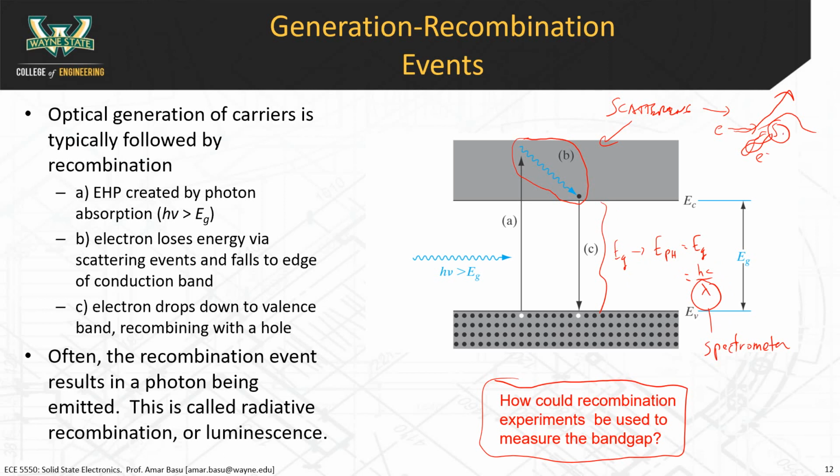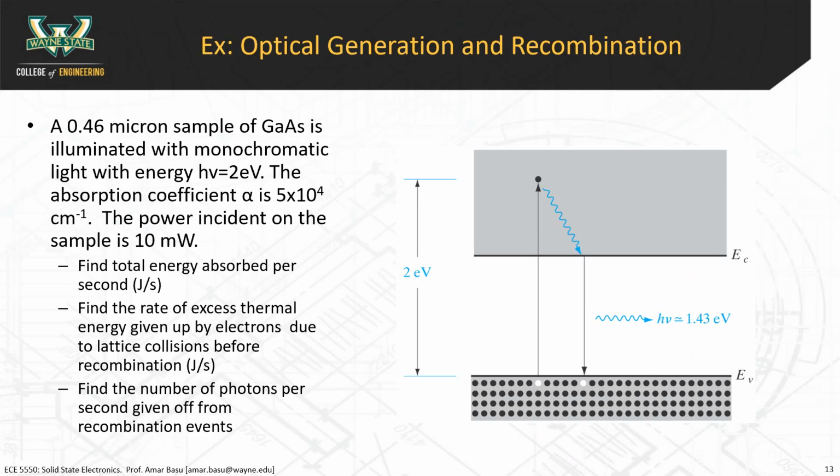Okay, good. So let's all look at this problem now. This is an example of a 0.46 micron sample of gallium arsenide that is illuminated with monochromatic light with energy equal to 2 electron volts.